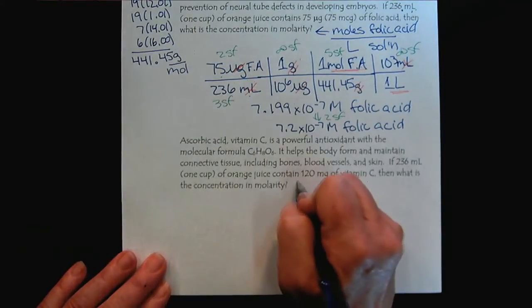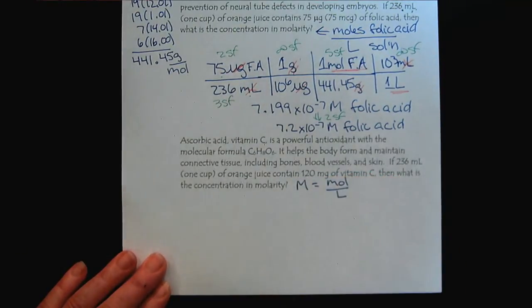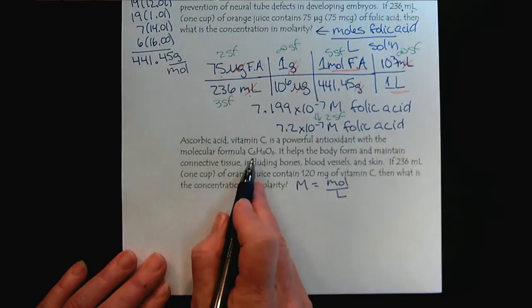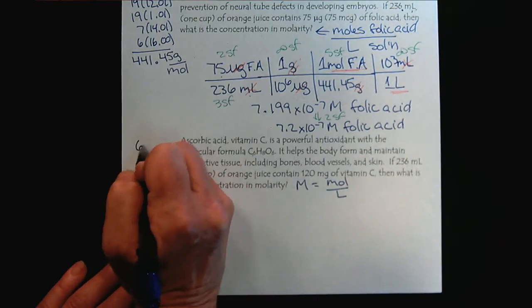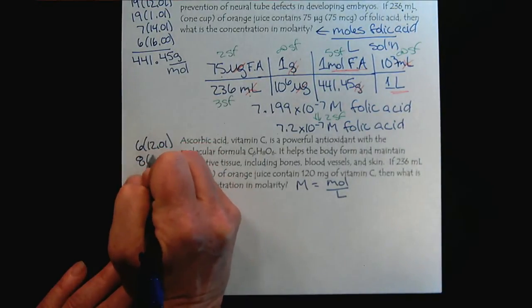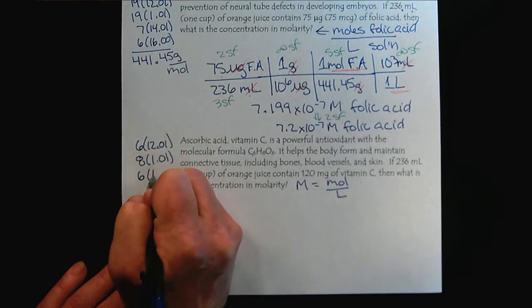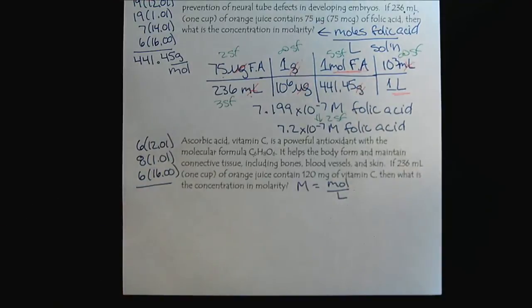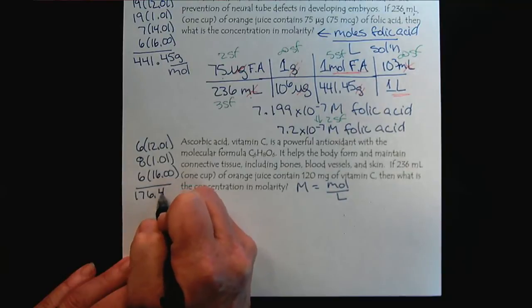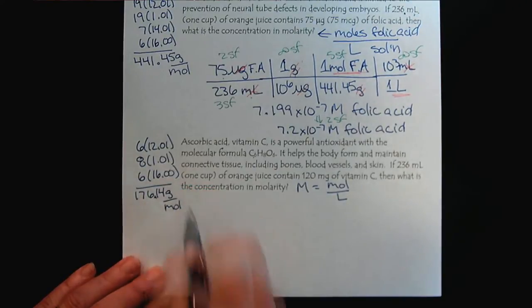Right, so as soon as we see molarity, we think moles per liter, and we have milligrams of our vitamin C. So once again, the margins of our paper start to get filled. There are 6 carbon atoms, they each weigh 12.01 grams per mole, 8 hydrogens, and 6 oxygens. So we can punch these values into our calculator, and we find out that the molar mass of ascorbic acid is 176.14 grams per mole.